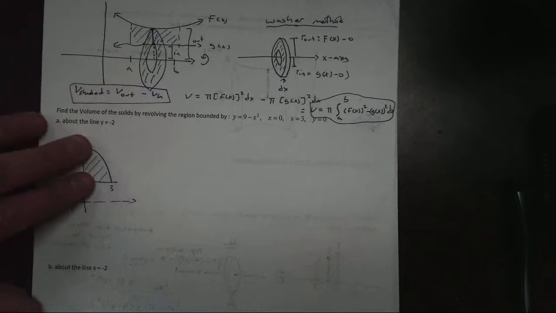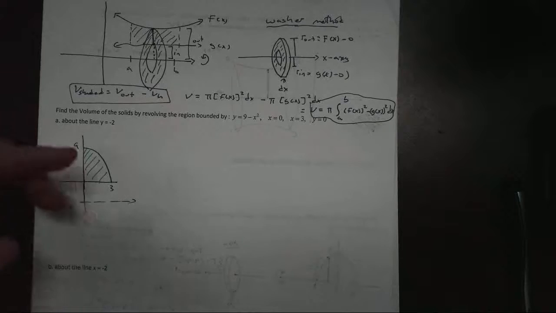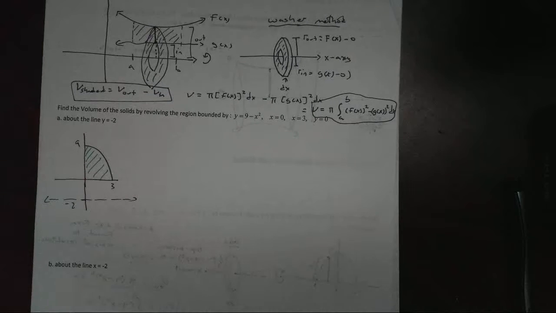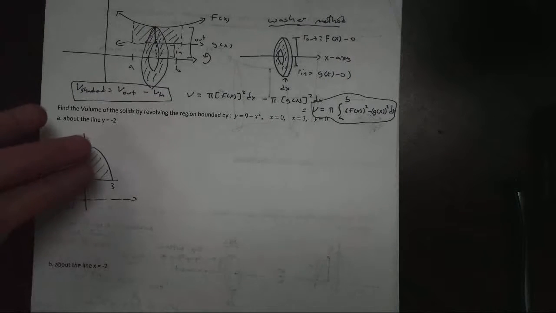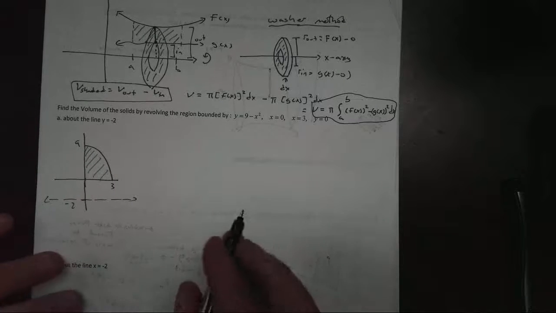So I'm revolving this top half around this line y equals 2. I'm going to have a gap in there. I'm going to have a hole in there. So it's kind of like, imagine a bagel, the top half of a bagel is what we're going to wind up with here. Very easy to kind of picture that.